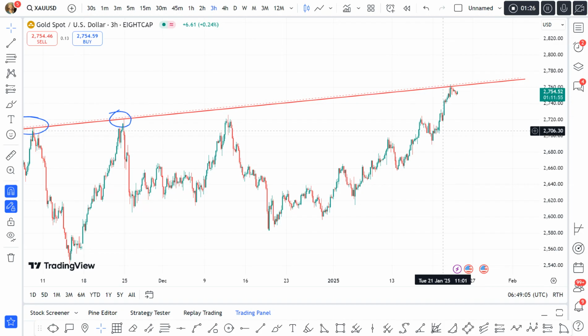I called this trade yesterday, and I was very specific about the sell zone in the region of 2,764 into 2,768, and price came to that area and reacted. Now we have seen 2,764 reacting.